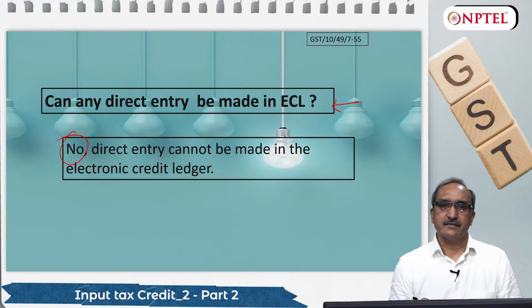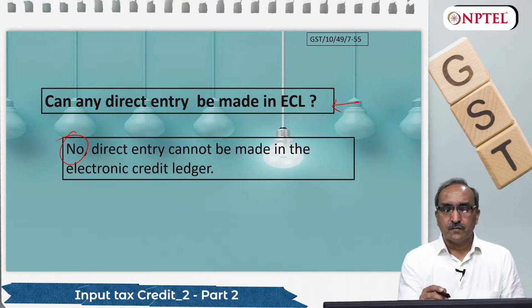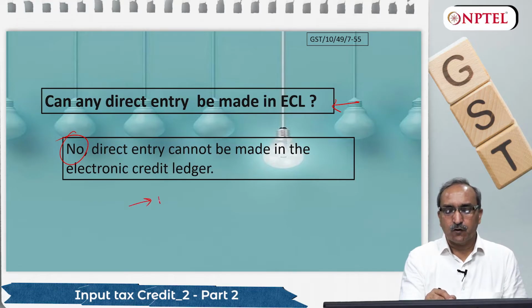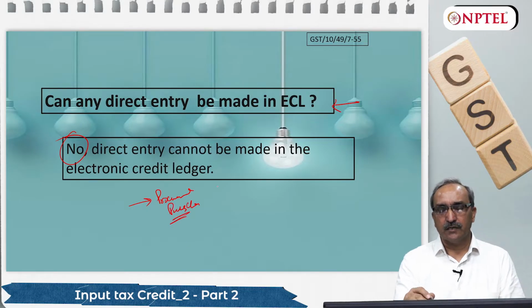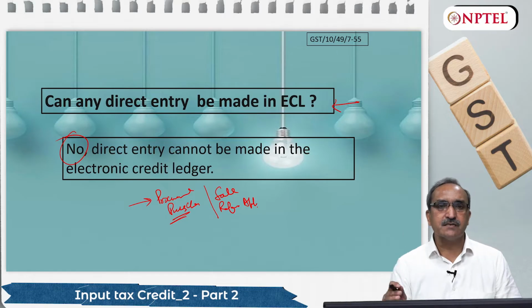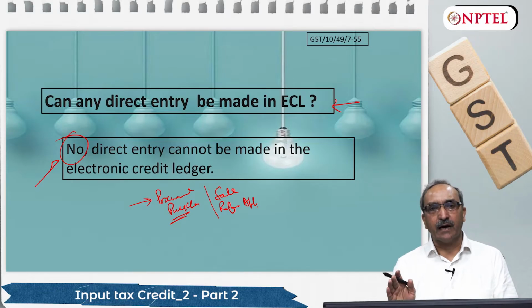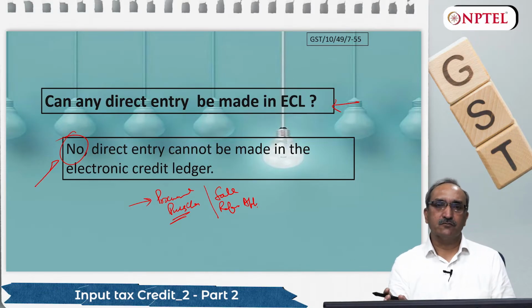In the electronic credit ledger, I told you, entries come through your procurement, through your purchases only, and through your sale, through your refund application. So there is a set mechanism there. Whenever you are posting any entry into the electronic credit ledger, it cannot be entered straight away. It will be updated through some other document, through some other window on the GST portal.